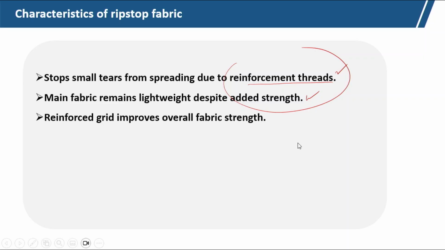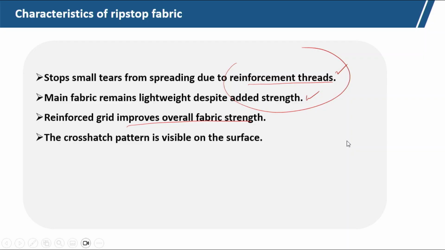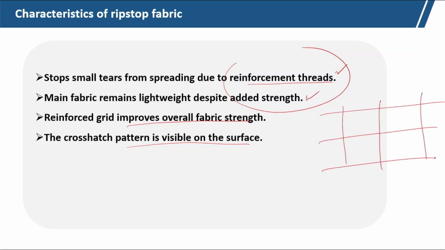The reinforced grid improves the overall fabric strength. So, not only the tear strength, it can enhance even the overall tensile strength. The crochet pattern is visible on the surface. So, we can get this type of Ripstop pattern. It maintains flexibility for clothing and any type of protective gear. So, it remains flexible.